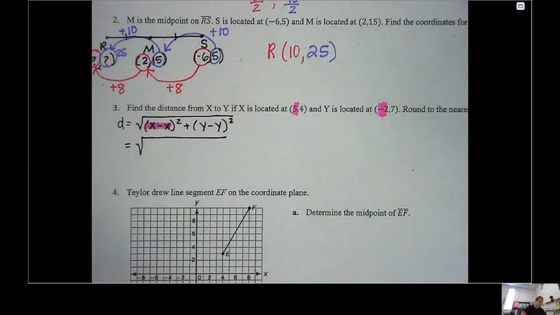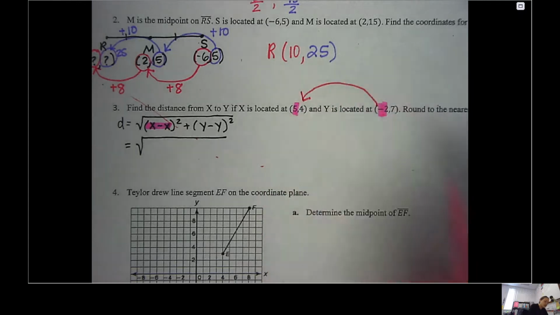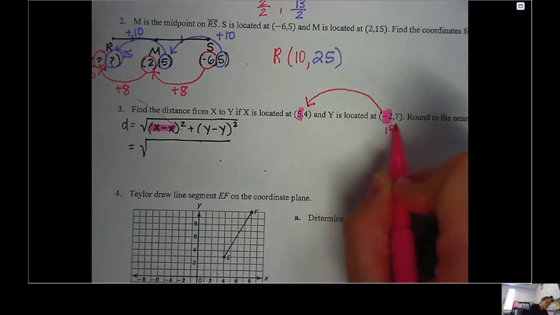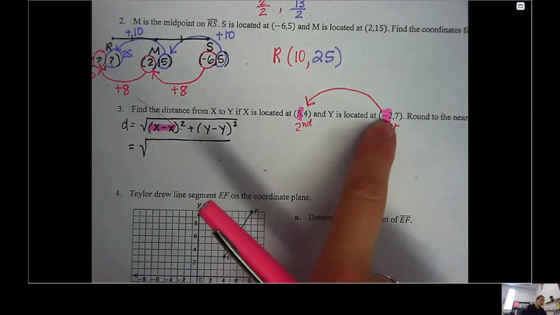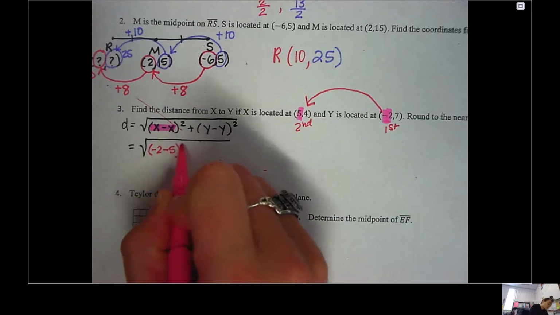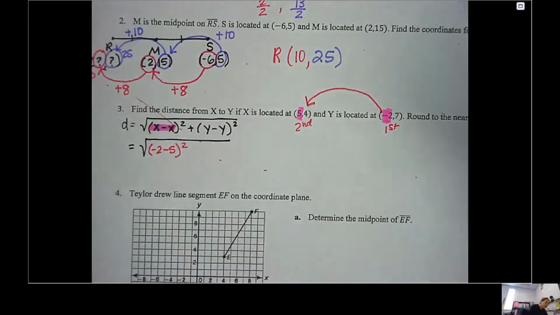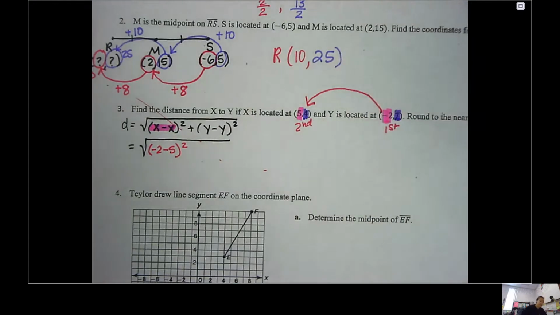So I'm going to go from y to x. This is going to be my first point, and this one's going to be my second point. So I'm going to go -2 minus 5, close my parentheses, square it, do the same thing for my y values. Again, I have to go in the same order.